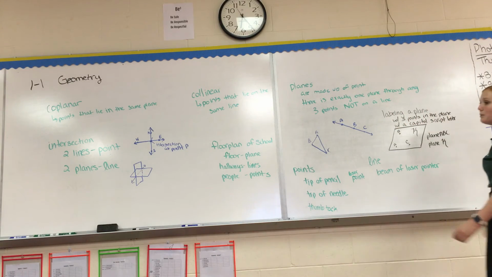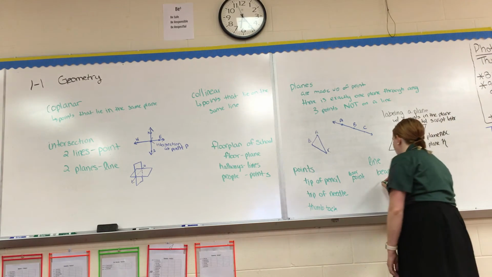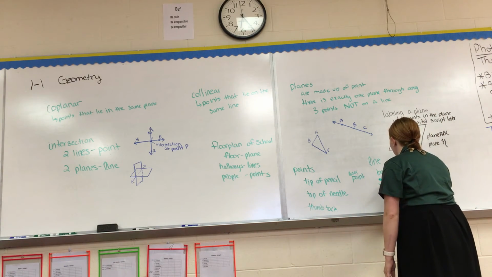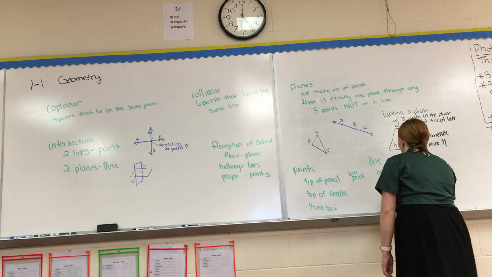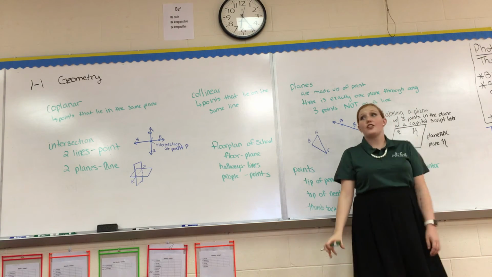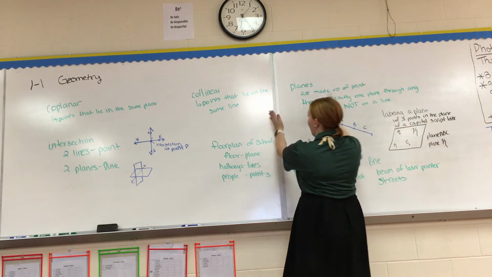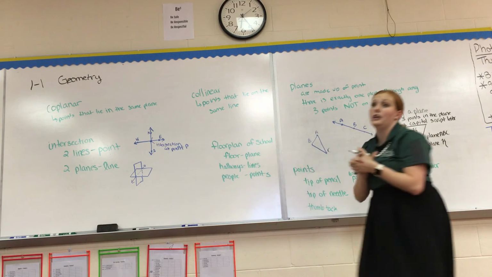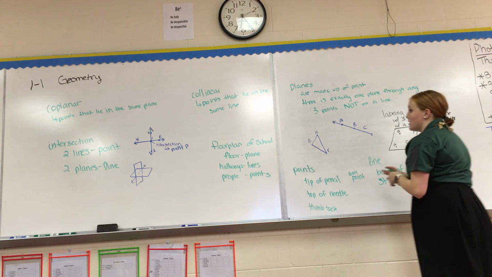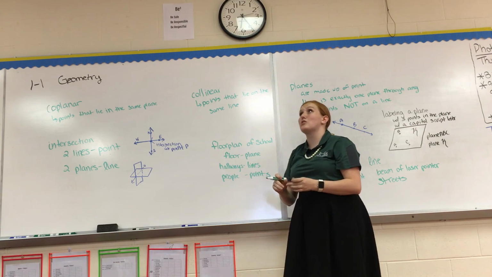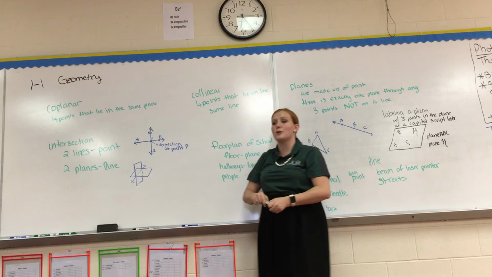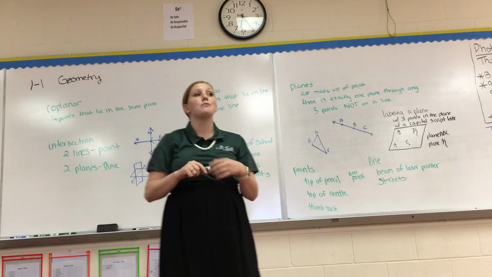Okay, what's another example of a line? We mentioned streets. That's a real life example of a line. There's plenty of other examples. This is a line. This is where two planes intersect. It meets at a line. There's plenty of other examples of a line. There's tons of planes in the real world. Think about the floor. Think about the ceiling.